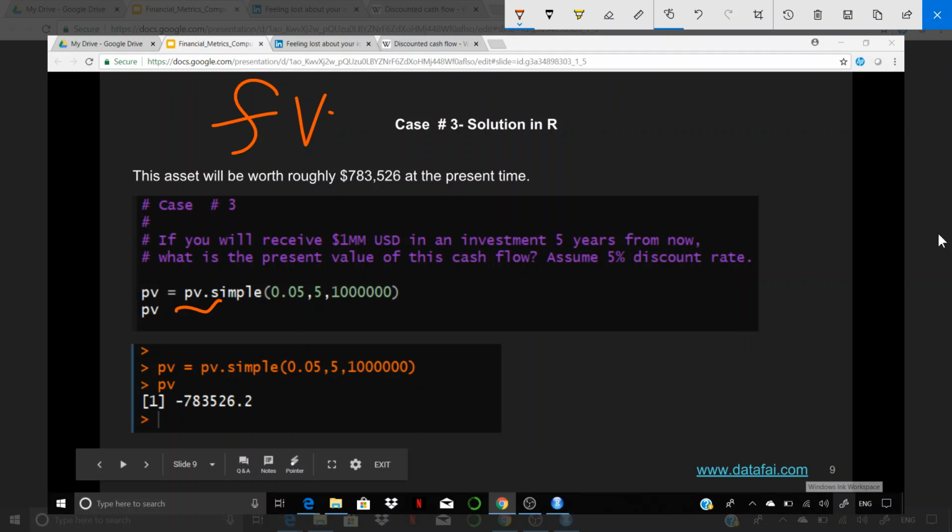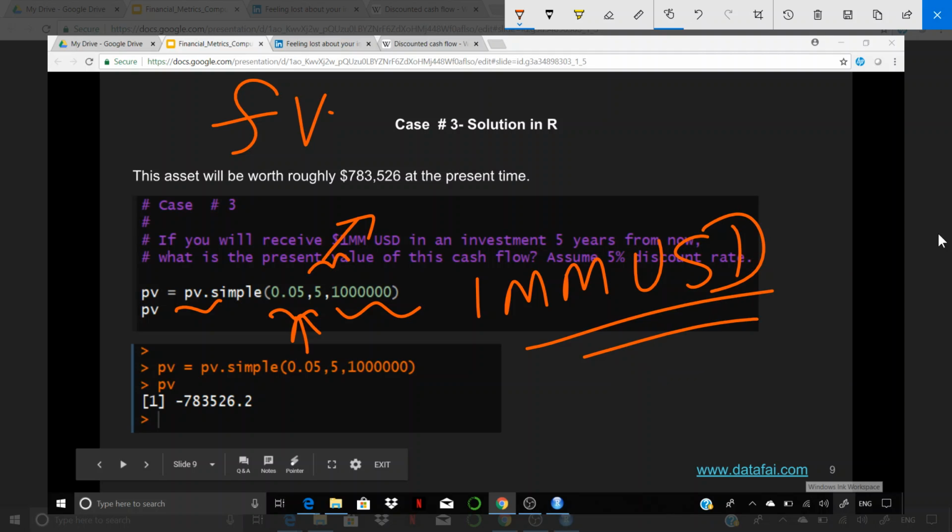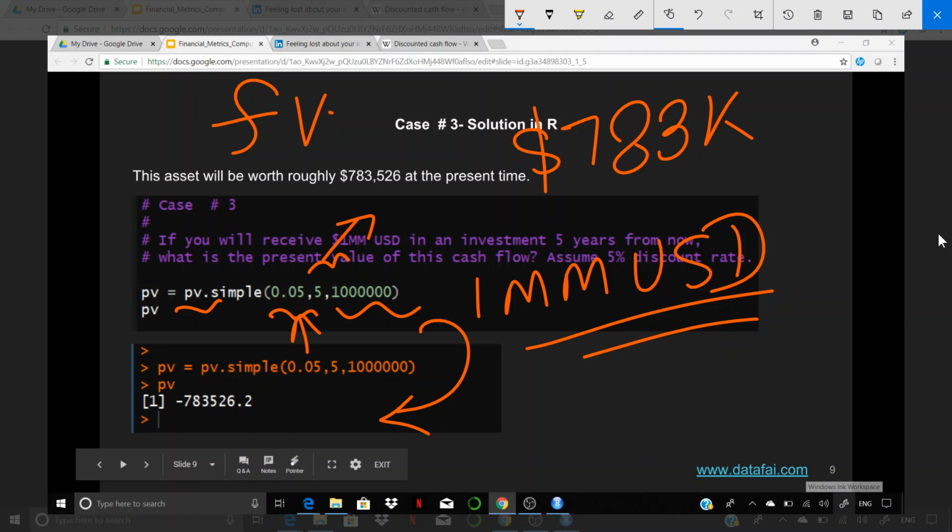So we are saying that the discount rate that we're applying is 5%. The number of periods that we're looking at is 5 years. And the future value is gonna be 1 million USD, right? So what is this money worth now? I can bring it to the present value, and if I bring this $1 million to the present value, that turns out to be around 783k odd dollars.